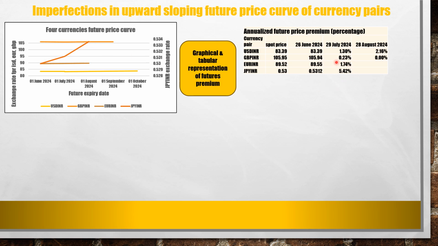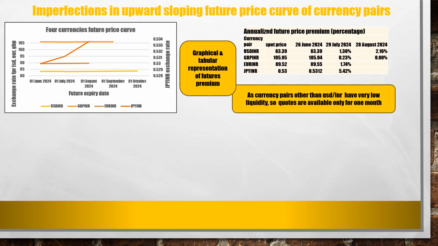This is the annualized futures price premium, that is, the futures price premium has been annualized, and this shows 1.3% for the USD INR for the 29 July contract. And it is highest for JPY INR, as the interest rate differential between Japan and India is the highest, as depicted in this curve. As currency pairs other than USD INR have very low liquidity, quotes are available only for 1 month.